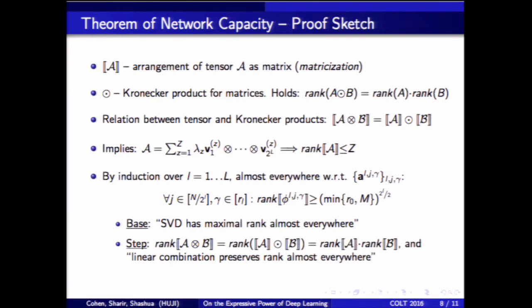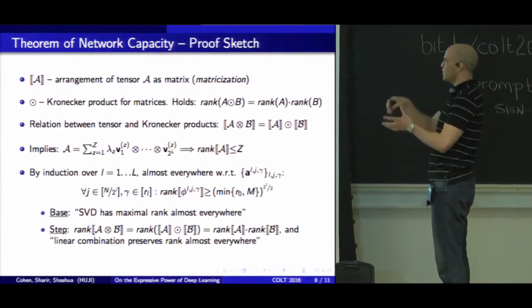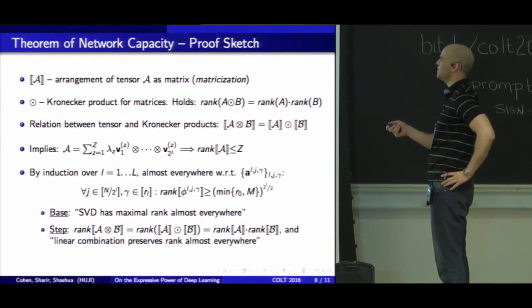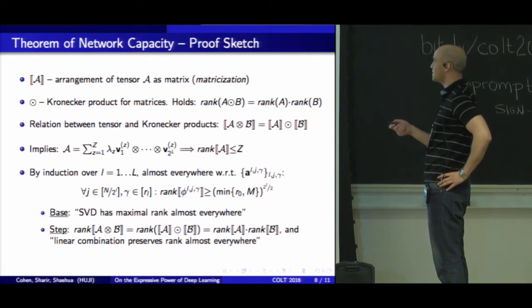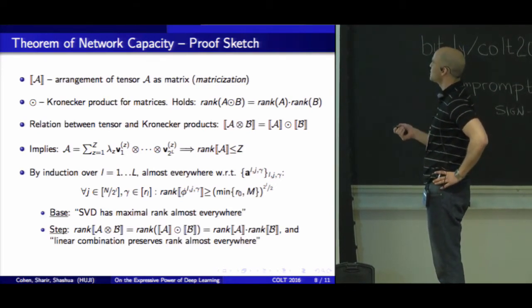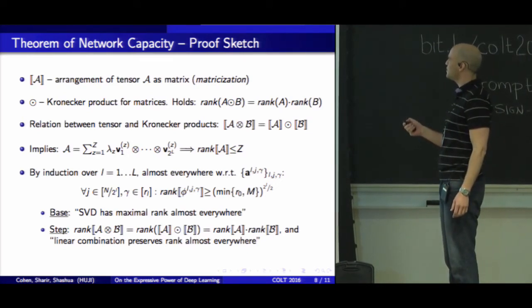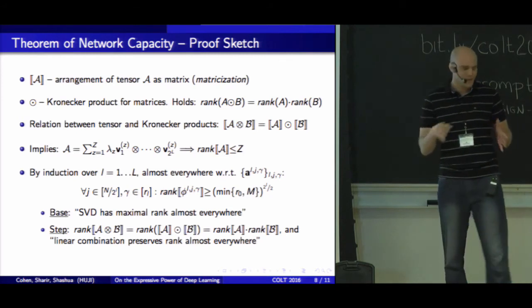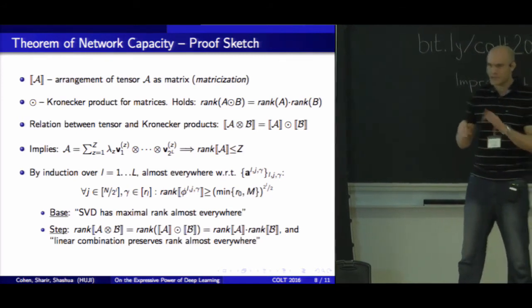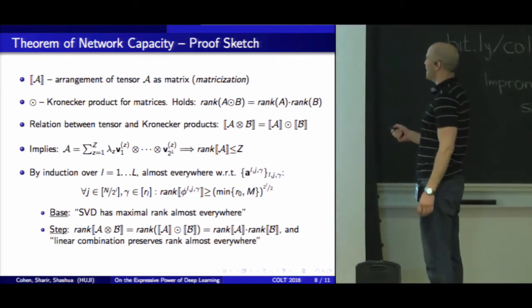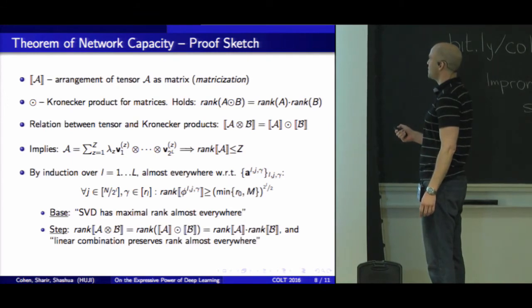The way we do it is we view the tensor as a matrix. We arrange it as a matrix. This is the matricization operator. We use the Kronecker product for matrices, and the Kronecker product for matrices, as some of you might know, is something that increases ranks multiplicatively. So the rank of A Kronecker product B is equal to the rank of A times the rank of B. Now the Kronecker product is actually the same thing as a tensor product, just under matrix viewpoint.